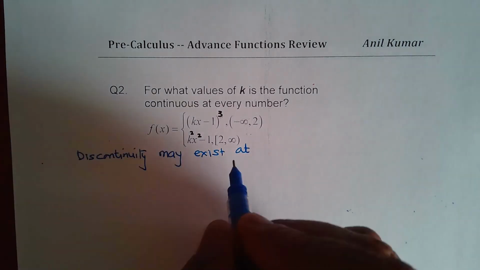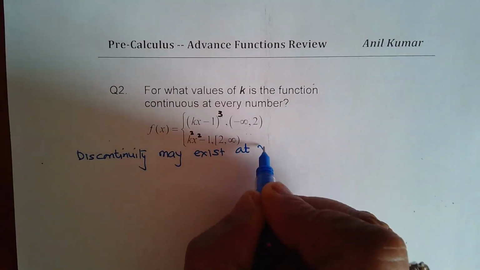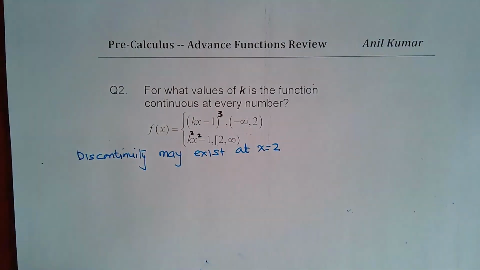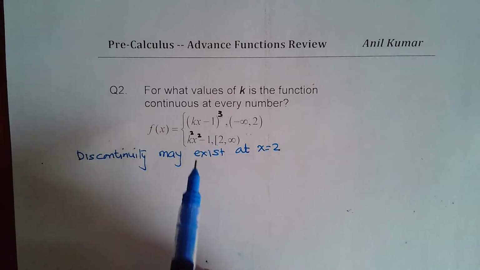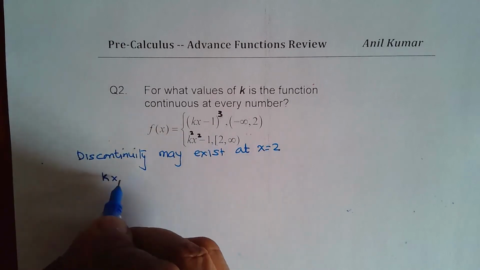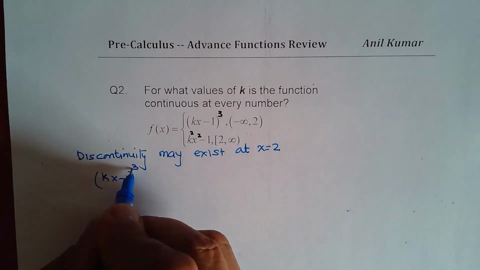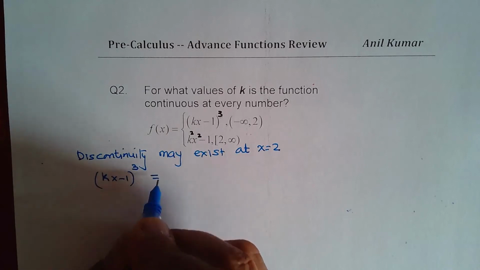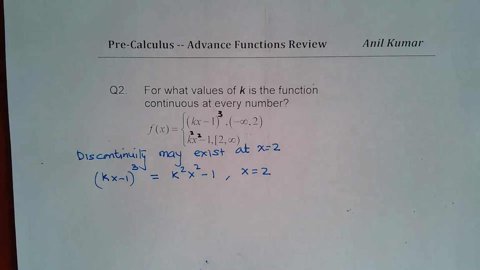So that point is 2, right? At x equals to 2. So to make it continuous, we have to ensure that (kx minus 1) whole cube should be equal to k squared x squared minus 1 at x equals to 2. This is what we have to ensure, right? Solving this equation, we are going to get the values of k. So I hope the concept is clear, right?